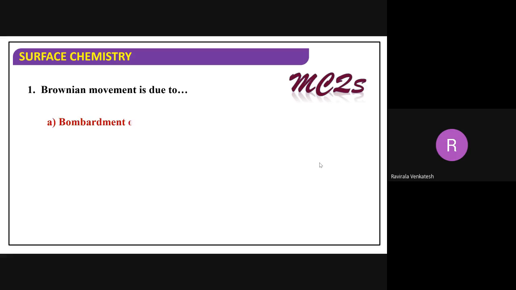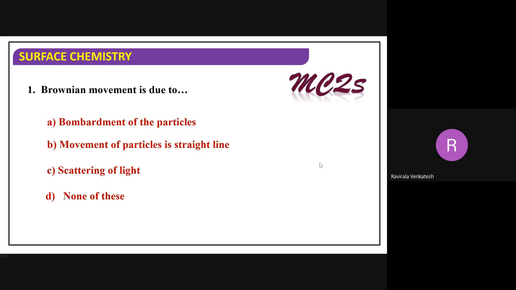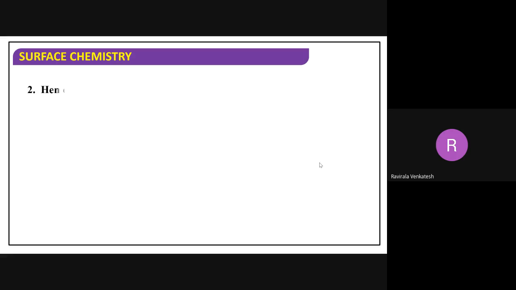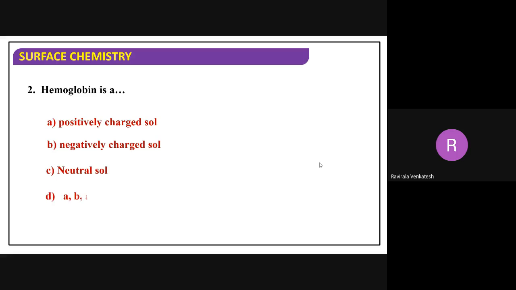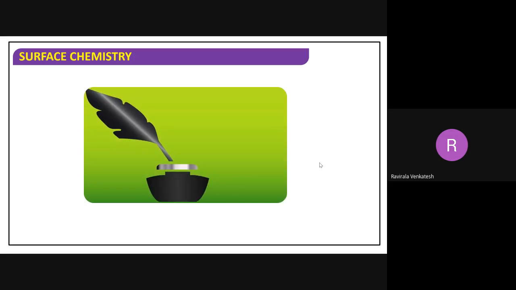Some MCQ questions. Brownian motion is due to the bombardment of the particles, giving a zigzag structure. So the answer will be A. Hemoglobin is the best example for what? Hemoglobin is a positive charge sol. About the charge of the colloids, we have completed.